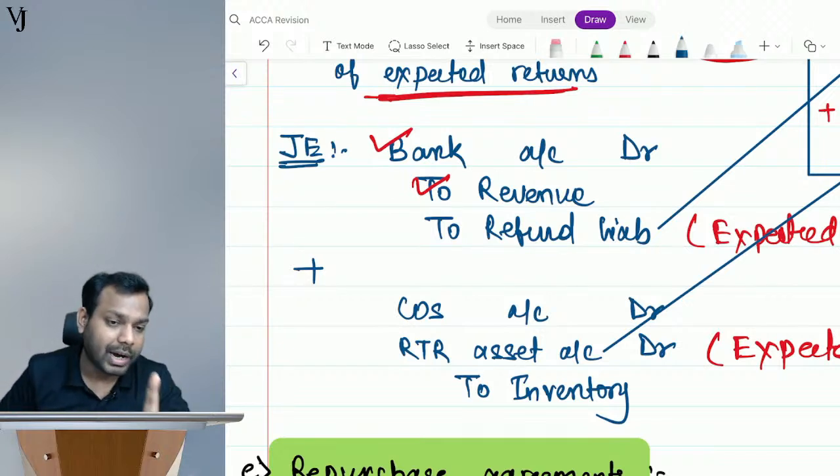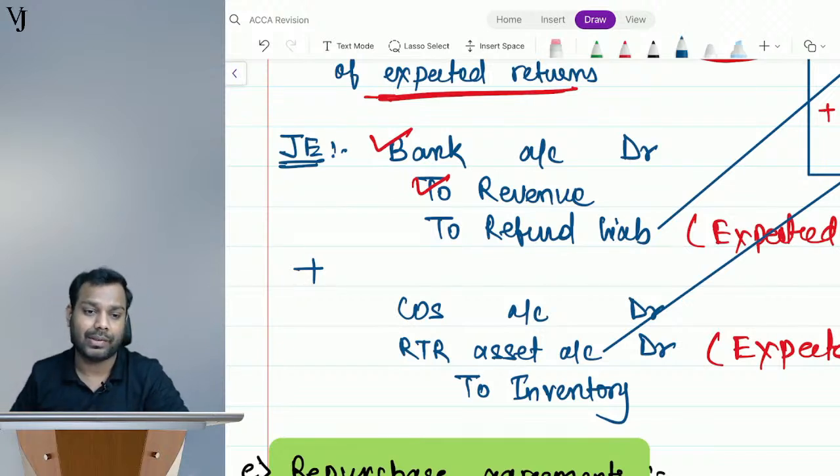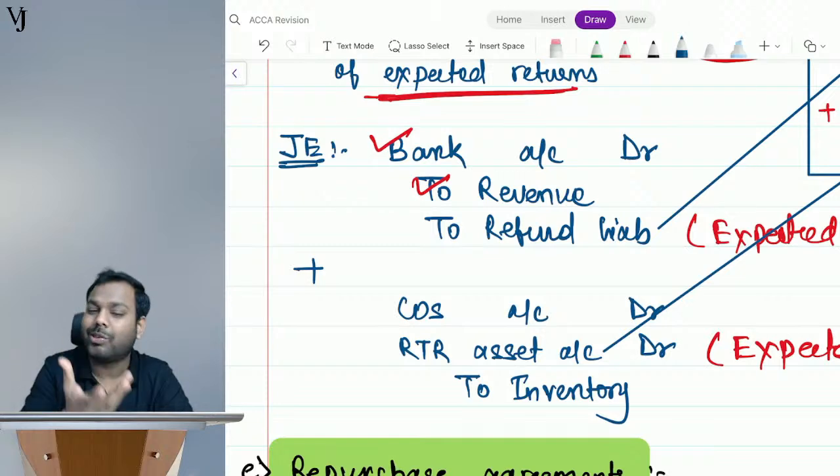No, Vishaka, it's not lease and sale back. There is no concept of lease and sale back. It's a sale and lease back. There is no concept of such.